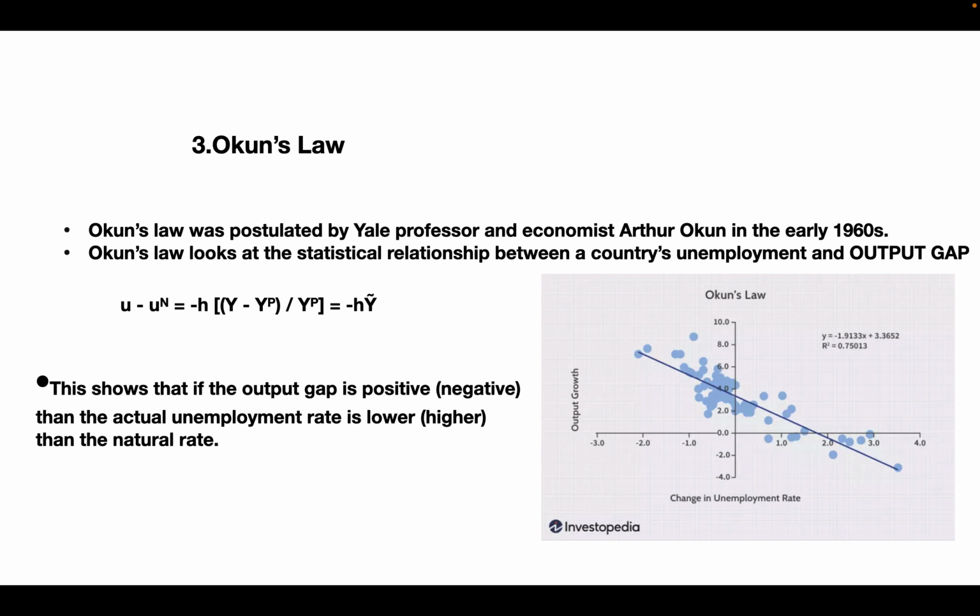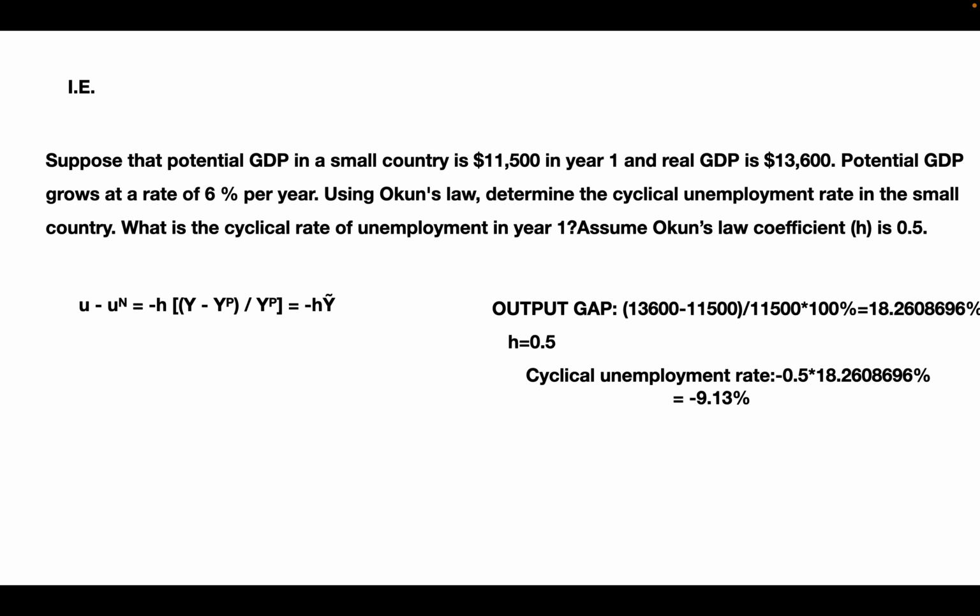So combine this concept with the previous concept that we talked about. When the real GDP is higher than potential GDP, which means that the output gap is positive, the unemployment rate will be lower, and vice versa. Here's the formula for that, and we will be using this formula in the next slide to solve an example.